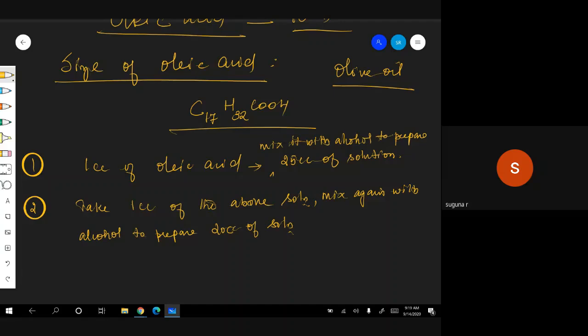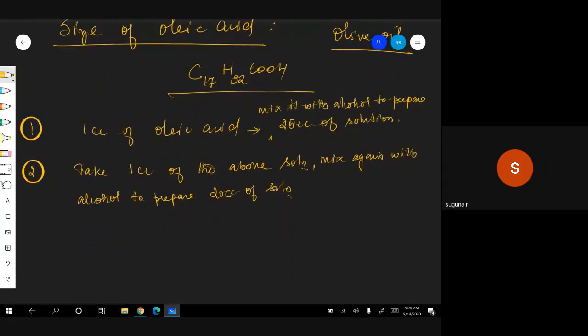Now, very important. First I have taken only 1 cc of oleic acid. That's it. We are going to measure the size of the oleic acid, and only 1 cc is required. Take it and mix it with 20, even 25, whatever you want, but you have to calculate. In your book, I think 20 cc is given. Whatever it is, it doesn't matter, but you have to be very careful here, whether it is 25 or 20.